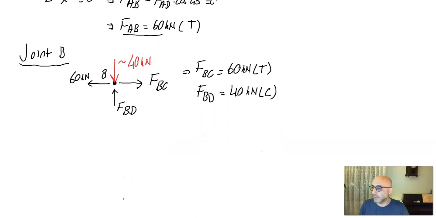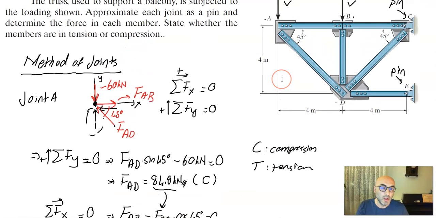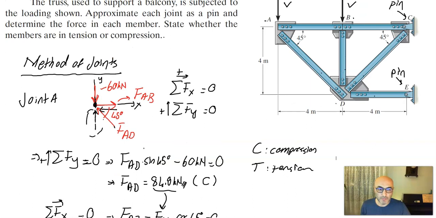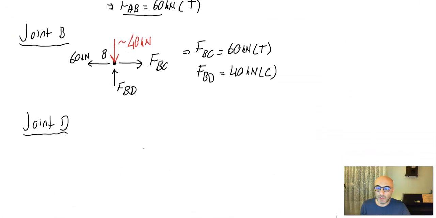So we continue with joint D then. Drawing the free body diagram at joint D. Let's remember joint D. At joint D we have 1, 2, 3, 4 members: AD, BD, CD, ED. So we have our joint D.